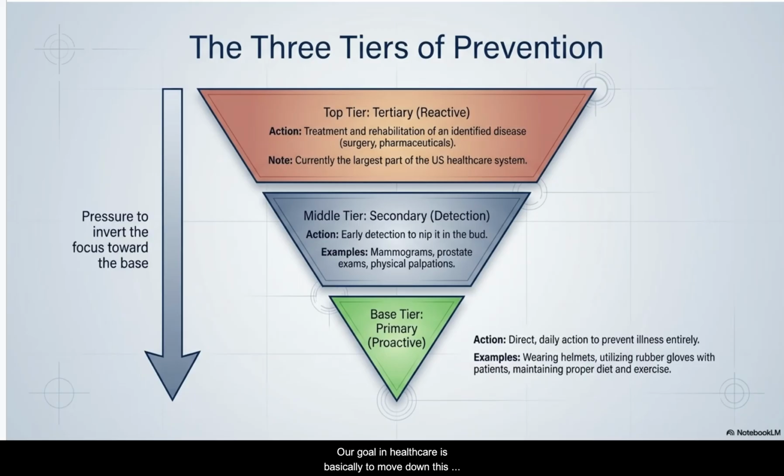Our goal in healthcare is basically to move down this pyramid of prevention. The tertiary tier is reactive, focusing on treatment of identified diseases through surgery or pharmaceuticals. The secondary tier focuses on detection, like mammograms, like screenings, to catch these issues early. The base tier, primary prevention, is proactive and daily action, like wearing helmets or maintaining a proper diet to prevent illness from ever occurring. So it's important to understand and recognize the different tiers of prevention.